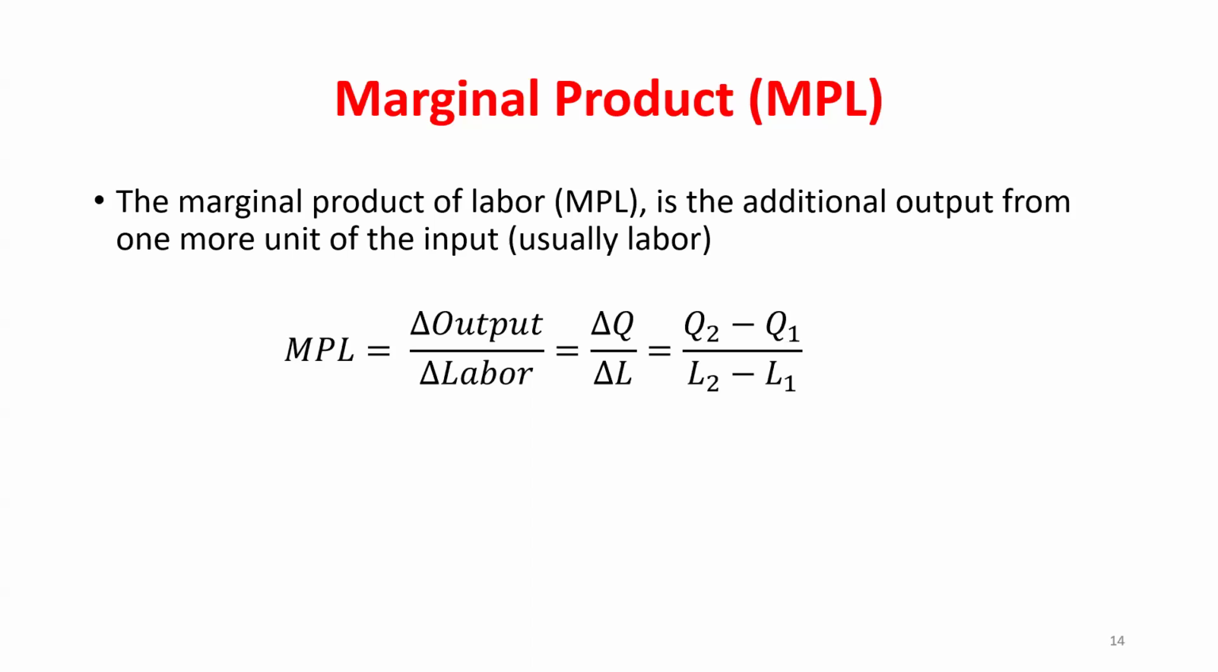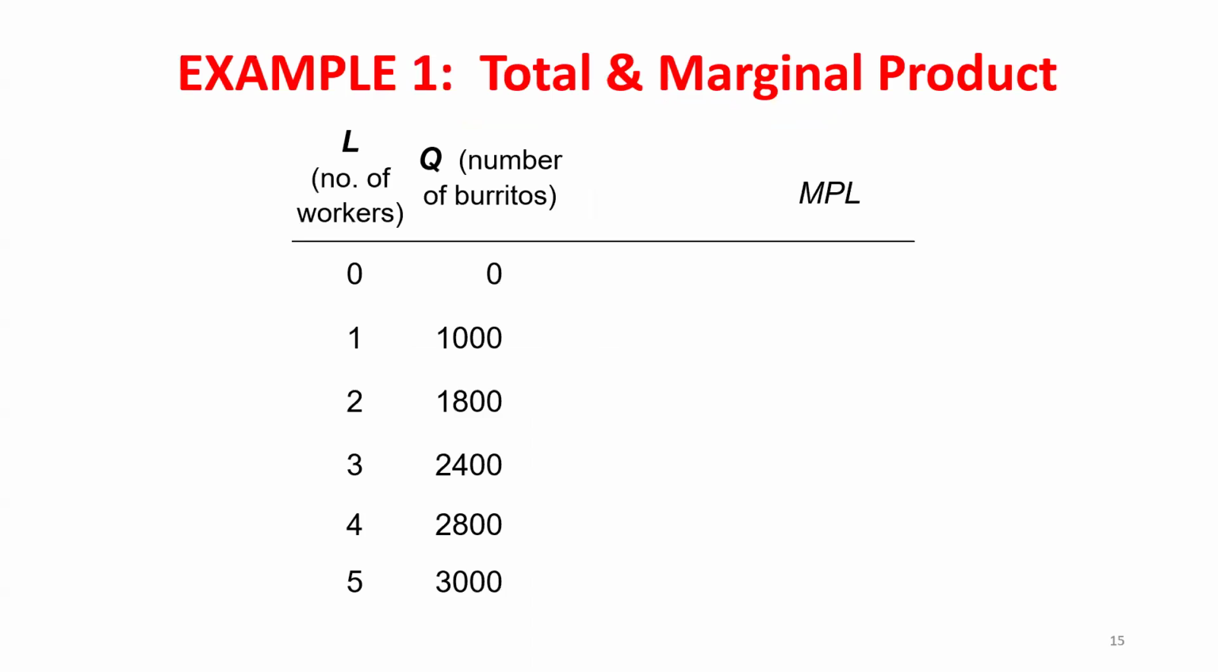So this is connecting our output function to the marginal product of labor here. Now we could think about this in a slightly different way without this visual. I could think about this from a table, right?